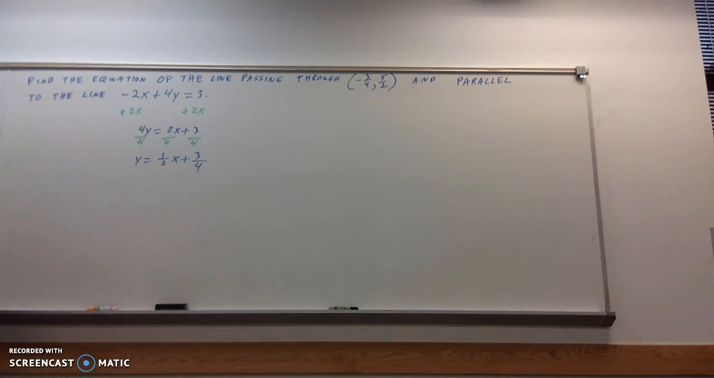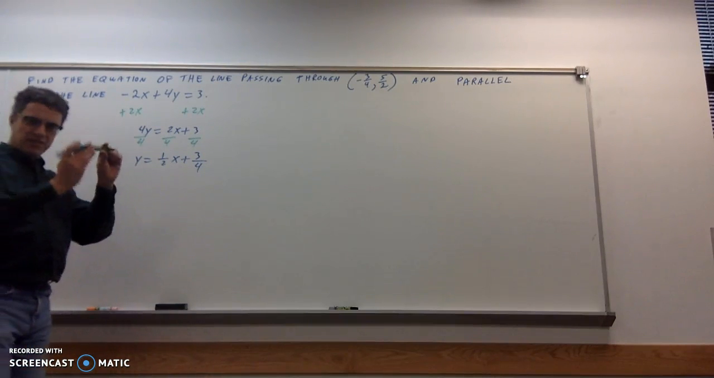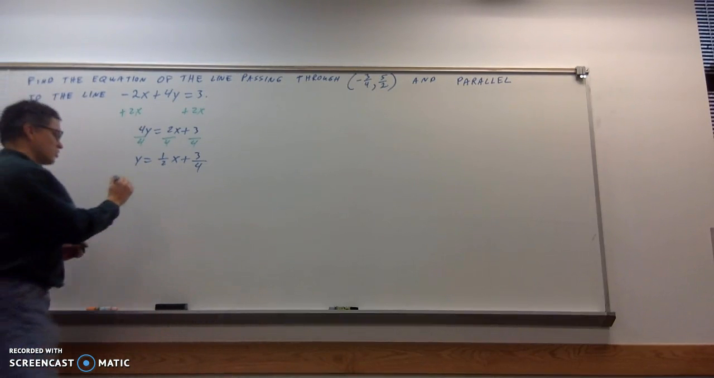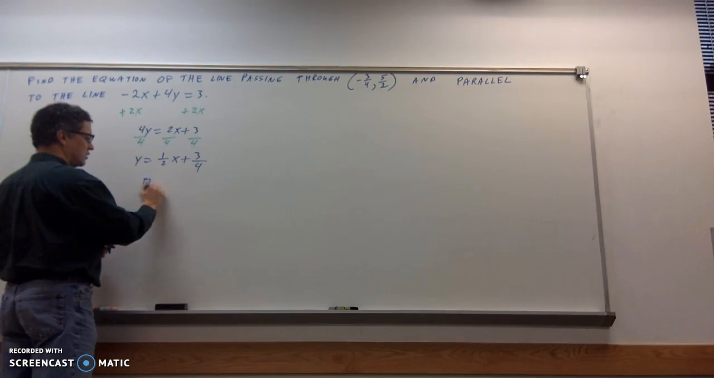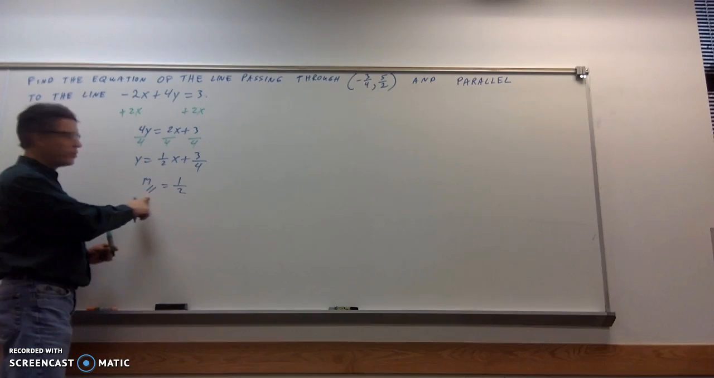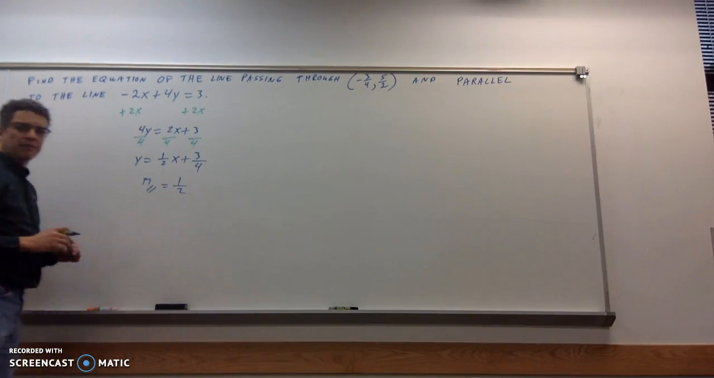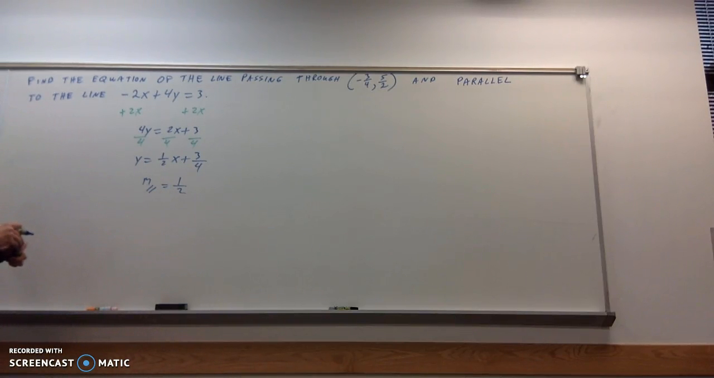Now, we're looking at parallel. Parallel lines have the same slope. So the slope I'm after in this case is m with parallel bars here. That means I have a parallel slope of 1/2. That's what I'm going to use.